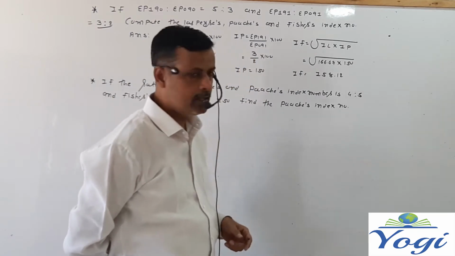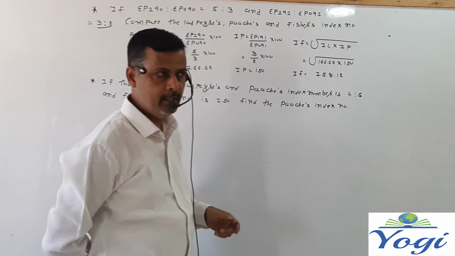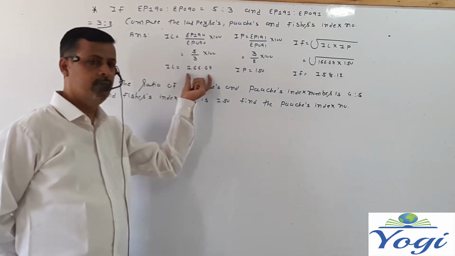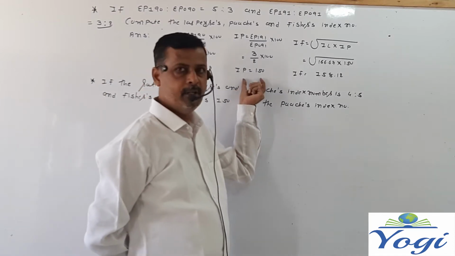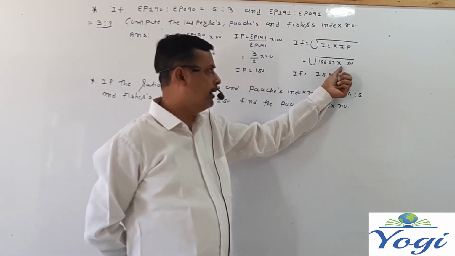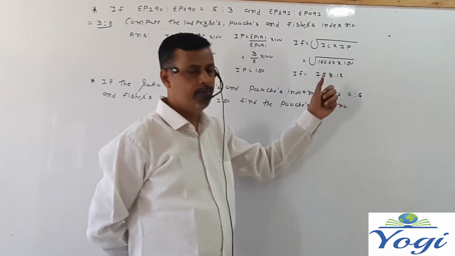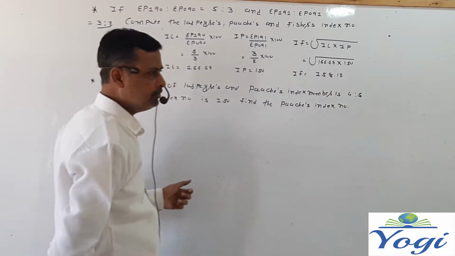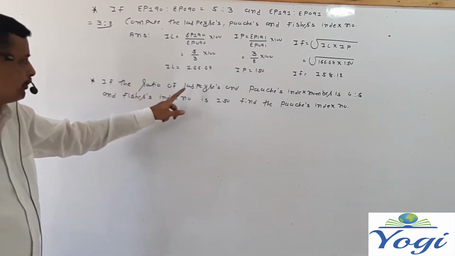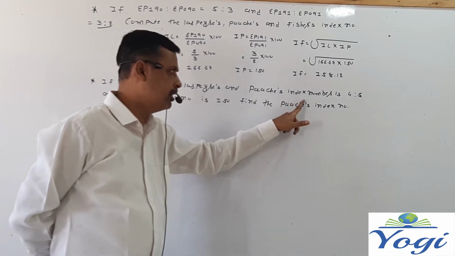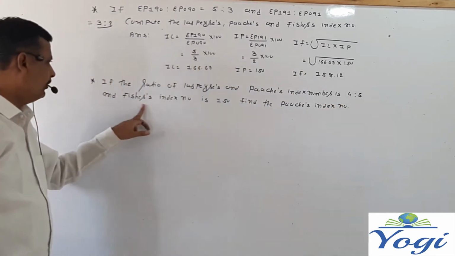Then Fisher's index is equal to under root IL into IP. IL is 166.67. IP is 150. After multiplying and taking the root, the final answer of Fisher's index is 158.12.